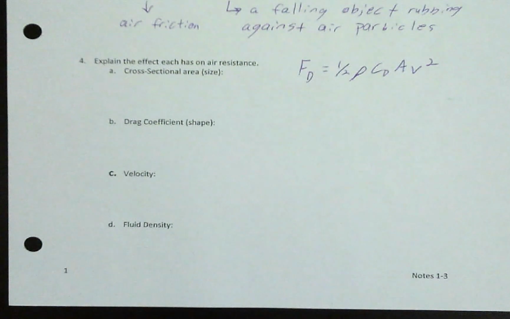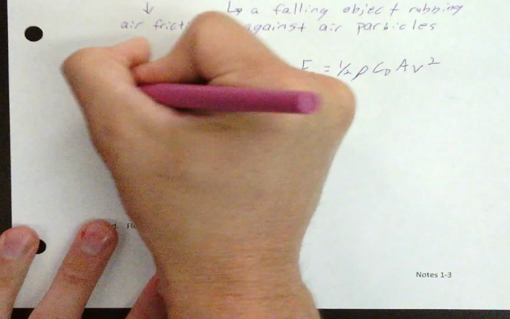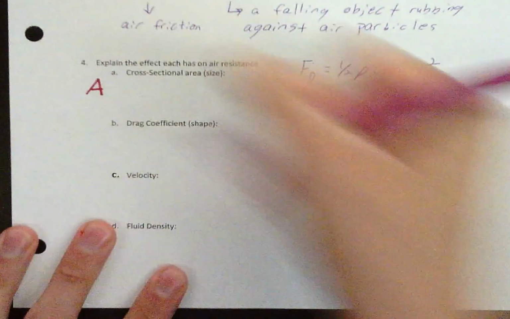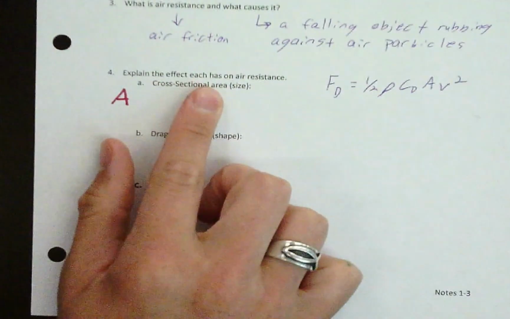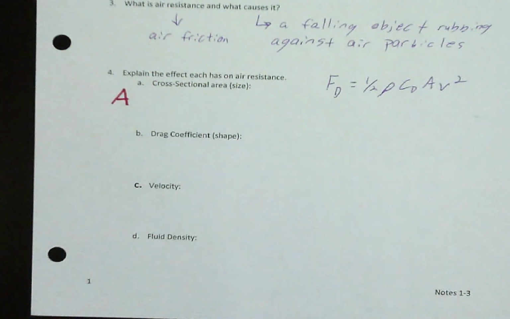Let's start with cross-sectional area, which is the size of the object. Specifically, it's the flat bottom side of the object. So as the object falls, how much is the area that's in contact with the air? We don't care how long it is. I don't care what's going on up here because that's not in contact with the air. It's the downside that's in contact with the air. That's what's pushing into the air layer. So that's what I mean when I say cross-sectional area: the flat section of an object.